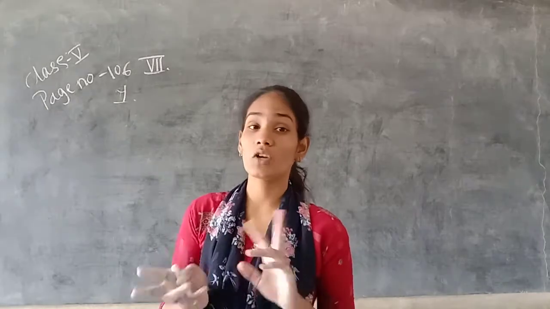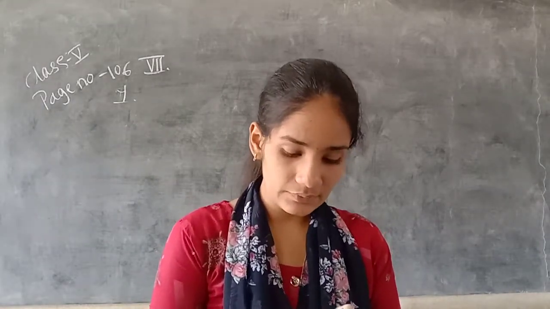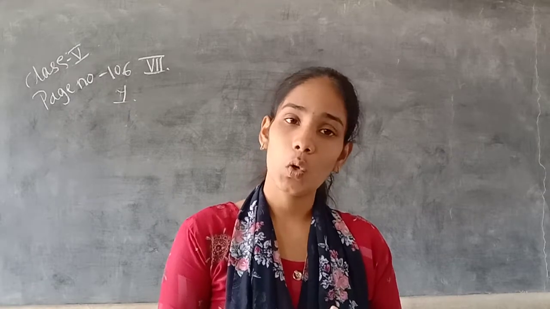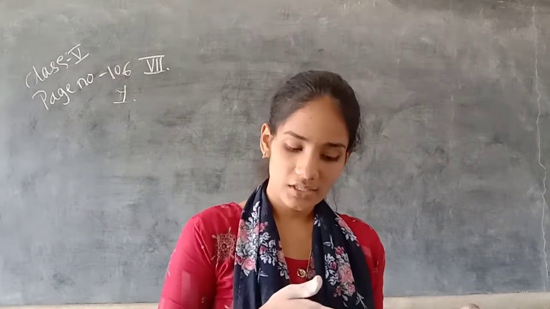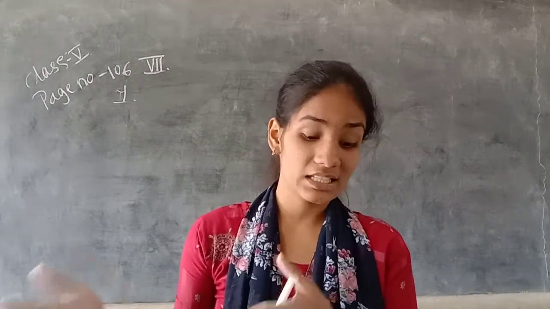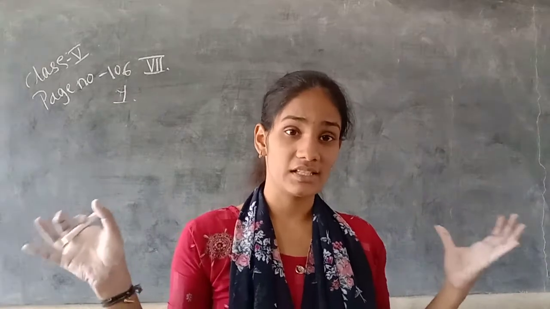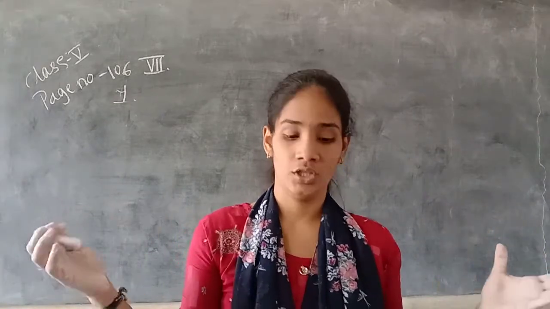So here we have to compare these two persons. Who is elder here? Who is older, much older? John is 11, but Jack is 39. So there is much difference between the ages. So see here.